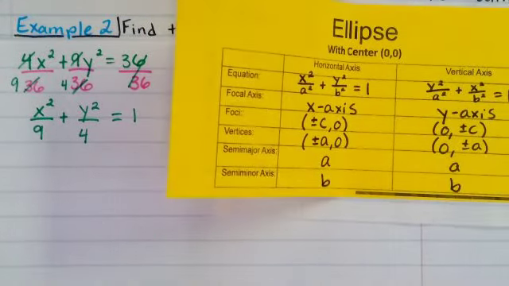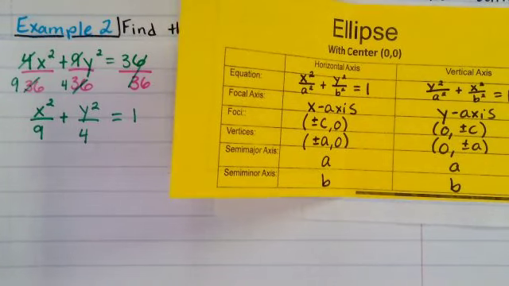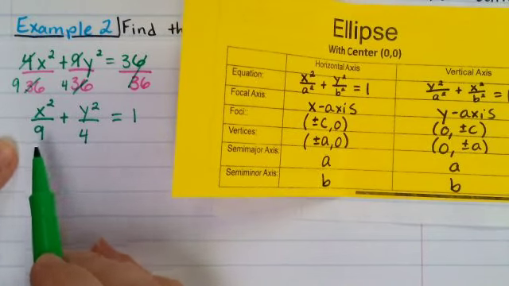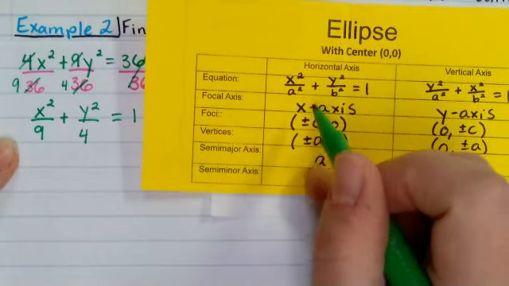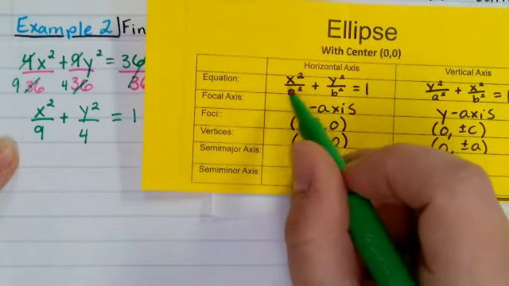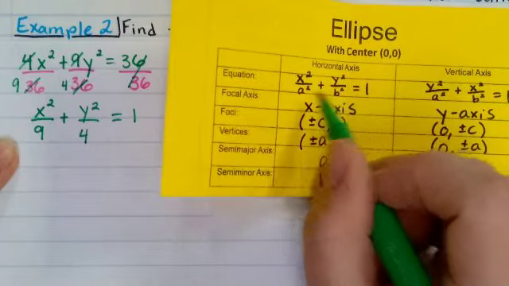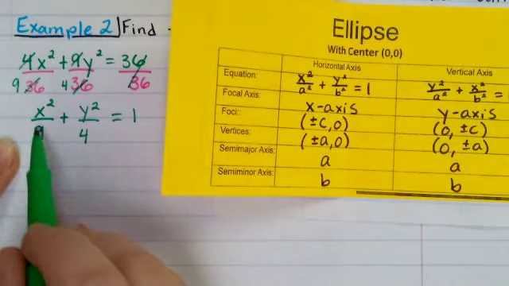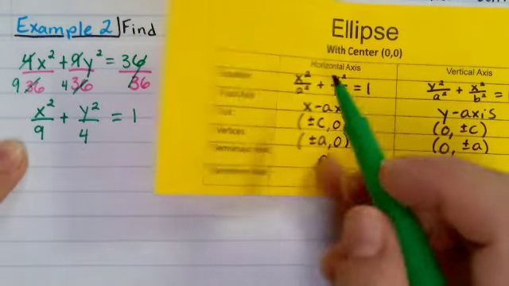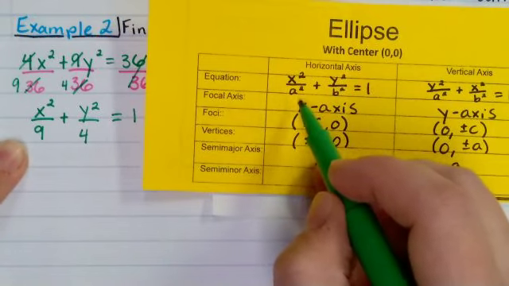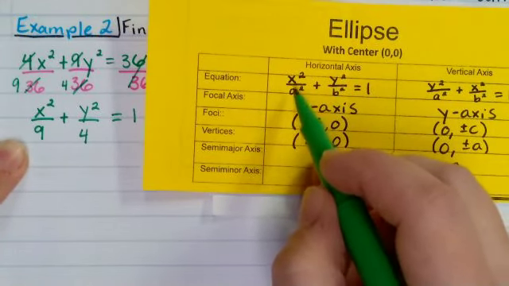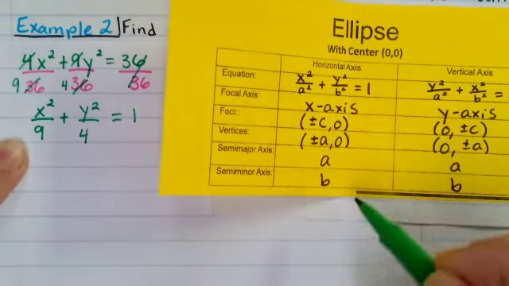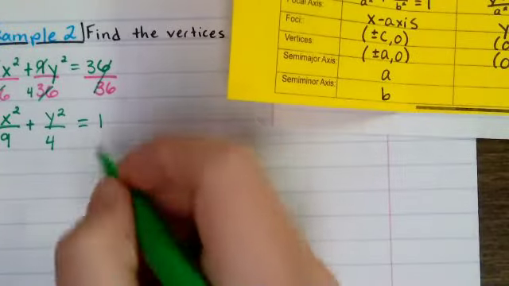So what's important is not just seeing is x first or is y first, but I need to see is x over the bigger number or is y over the bigger number? Because if you remember from our equations and what we talked about in our last video, the a value is actually the bigger value compared to b. So a is going to be bigger than b in all of these circumstances. So if x squared is over the bigger value, that's like having x squared over a squared. And that means that this is going to have a horizontal axis, okay? So we're going to follow those equations with the horizontal axis.